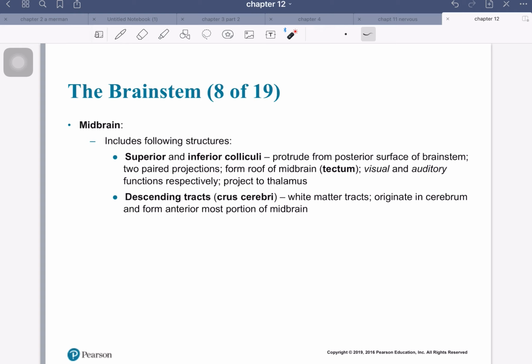What's here? This has a role in terms of visual and auditory functions, respectively, and it projects up to the thalamus. We also have descending tracts, which are the part of the crus cerebri. These are white matter tracts, originate in the cerebrum and form the anterior-most portion of the midbrain.